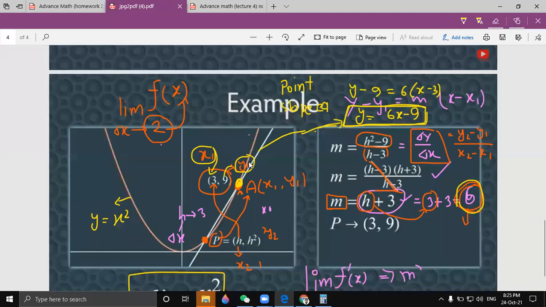So what was our point? Our point was 3,9, right? See here, our point was 3,9. So now we just found the tangent line at this point 3,9, where our function is y is equal to x square.